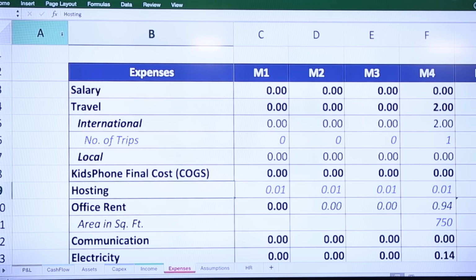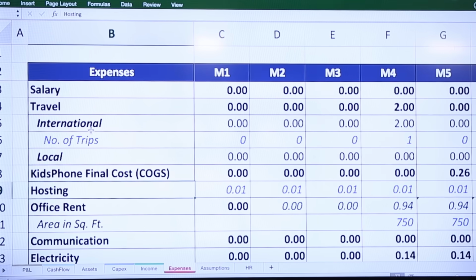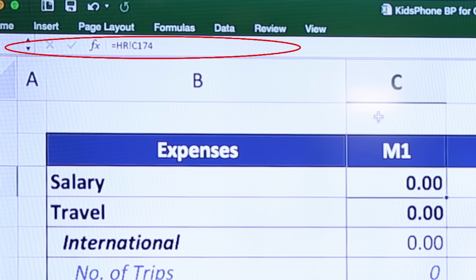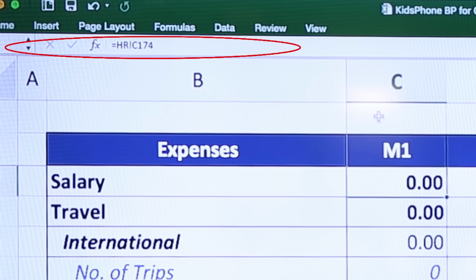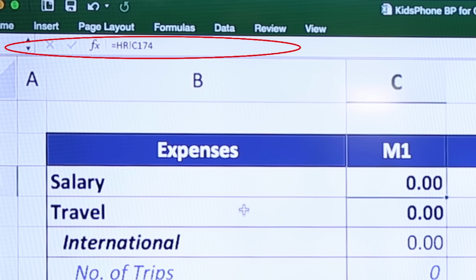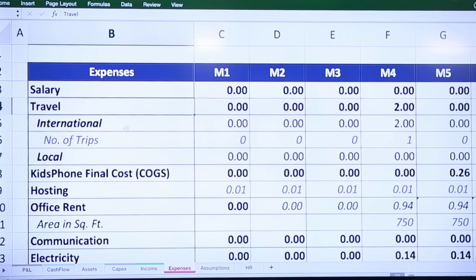Great. Now the expense sheet. Let's start with salary. You remember in the HR sheet we had already calculated the salary every month. So for salary, you see this here is equal to HR. So it directly comes from the HR sheet, right? Then travel. Now in travel there are 2 types of travel. One is international travel and the other is local travel. So first let's take international.